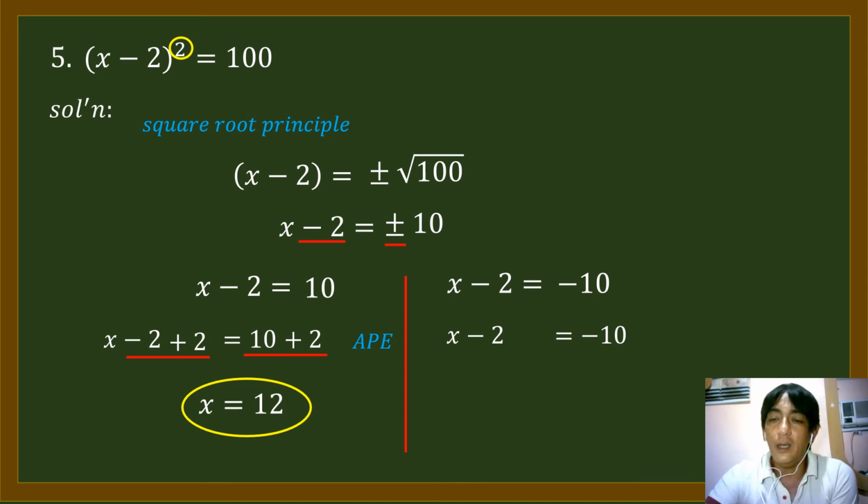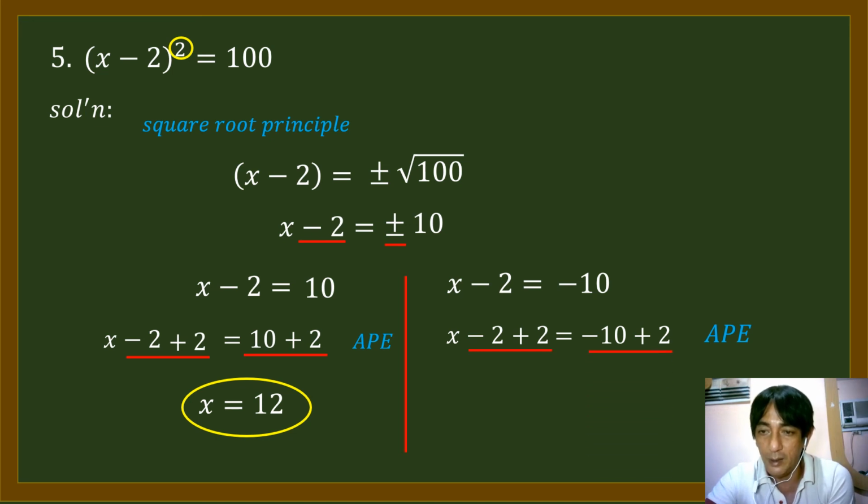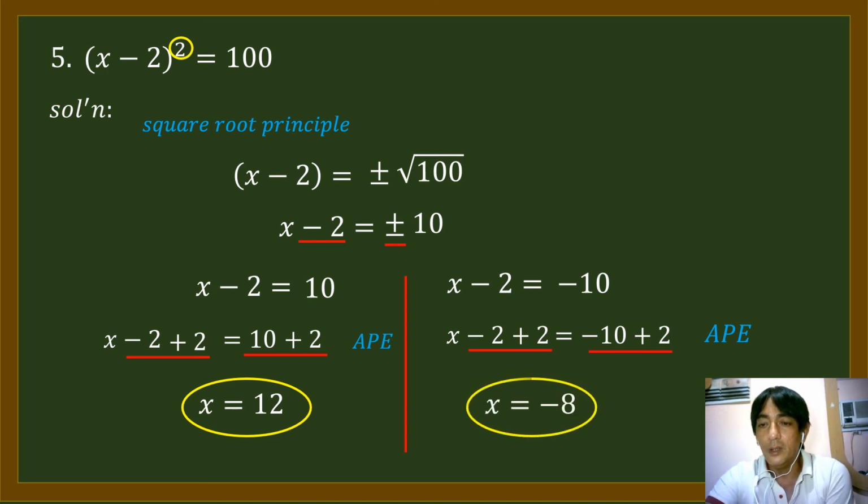So, x minus 2 is equal to negative 10. So, again, the additive inverse of negative 2 is positive 2. So, add tayo ng positive 2 to both sides of the equation. Nag-APE ulit tayo. Okay, so this will be 0 again. And negative 10 plus 2, addition yan, different sign. Subtract the numbers and copy the sign of the bigger absolute value. So, this will be negative 8. So, another solution will be x equals negative 8. Okay, the roots now are 12 and negative 8.